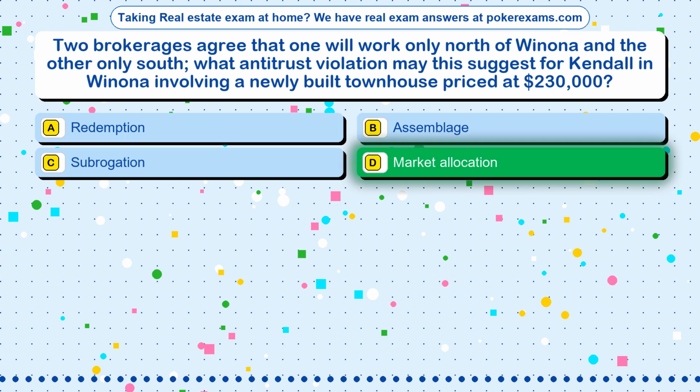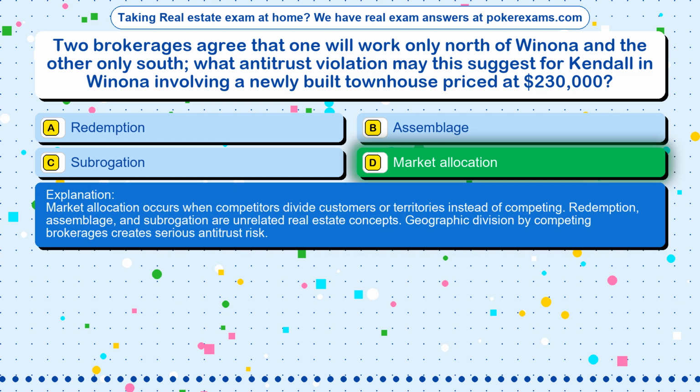The correct answer is option D, market allocation. Market allocation occurs when competitors divide customers or territories instead of competing. Redemption, assemblage, and subrogation are unrelated real estate concepts. Geographic division by competing brokerages creates serious antitrust risk.